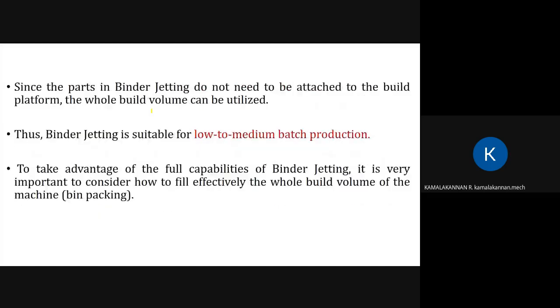Because of the size, and because it happens at low room temperature and we are using a binder, this type of 3D technology can be used for low to medium batch production. So the cost won't make much difference. That is why it is mostly used in low to medium batch production, because its size is also suitable for it.